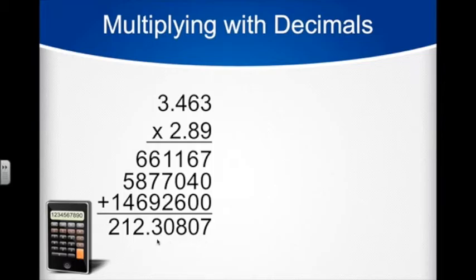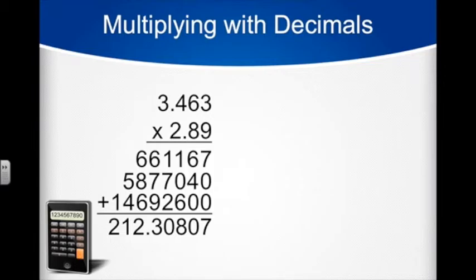So we could also read this number as 212 and 30,807 hundred thousandths. Adding up all the decimal places is an easy rule to memorize, but let's take just a moment to see why it works.